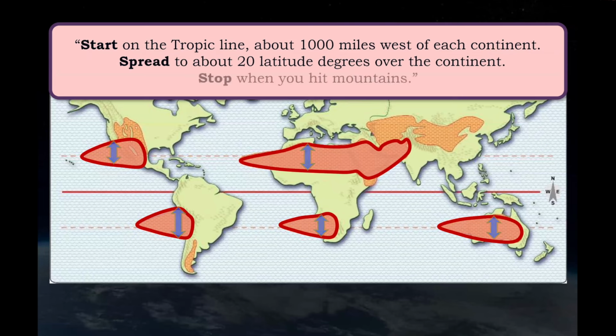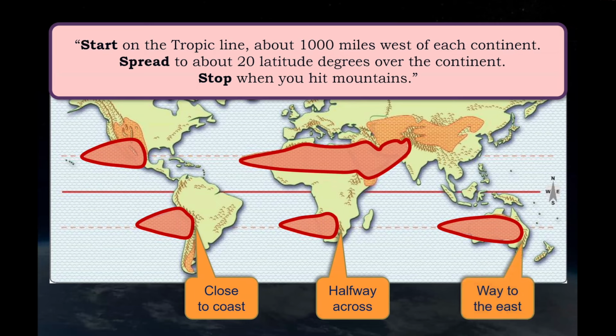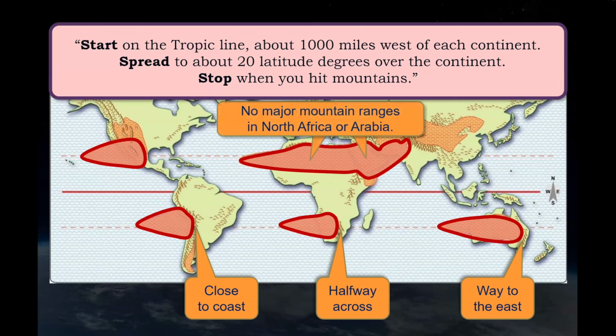And they stop when they hit some mountains, which means in South America, they'll stop real close to the coast. In Africa, they go about halfway across till they hit the Drakensberg. In Australia, the desert stretches all the way across to the Dividing Range at the east edge. And there aren't any major mountain ranges in North Africa or Arabia, so the desert keeps stretching until it gets all the way to India.